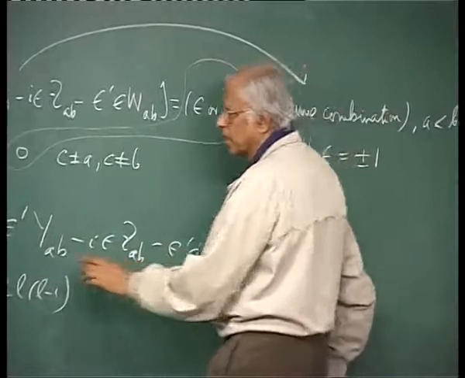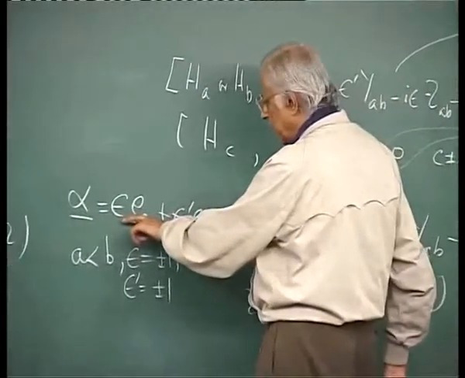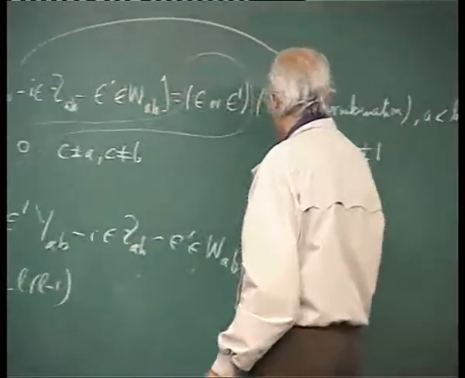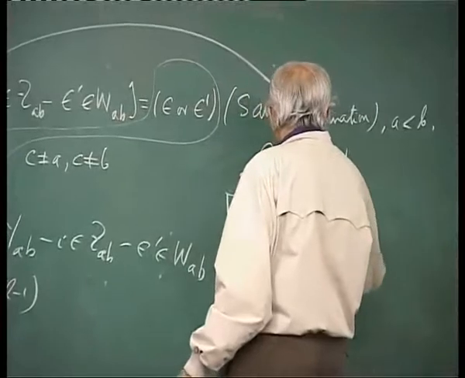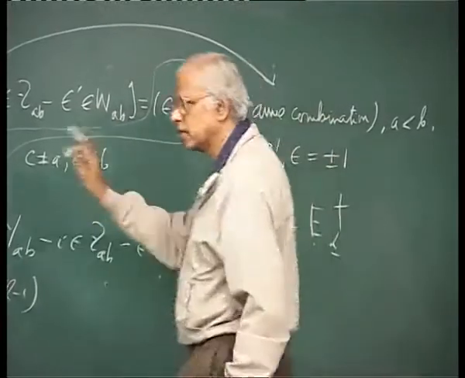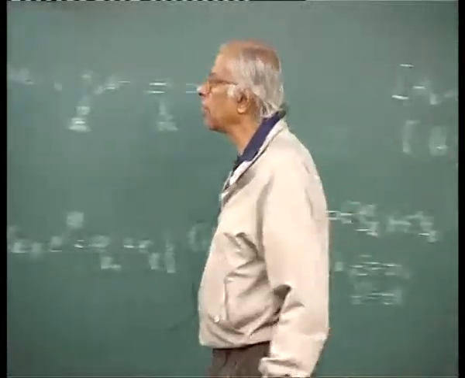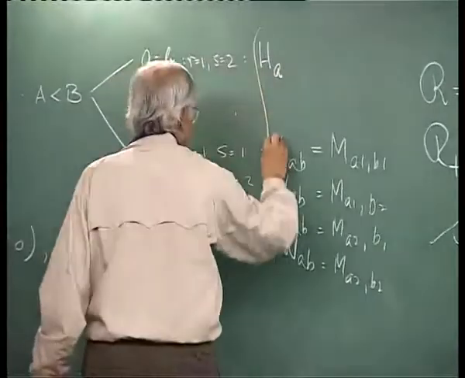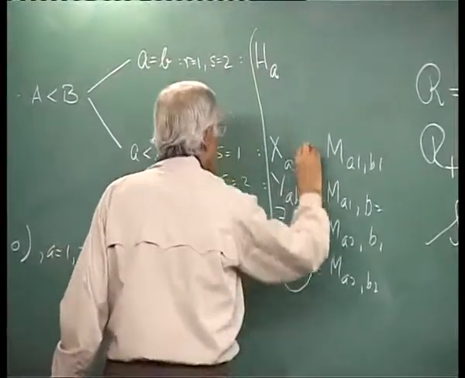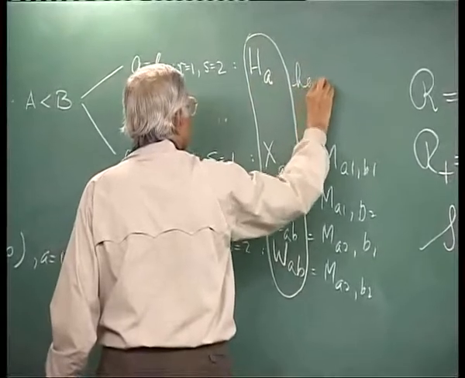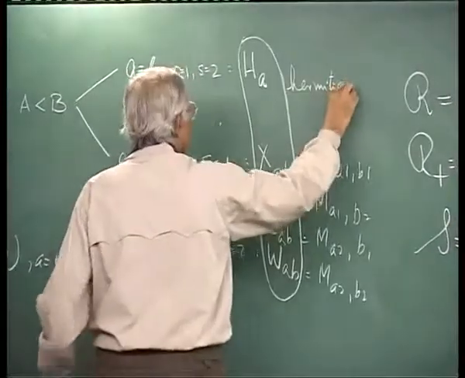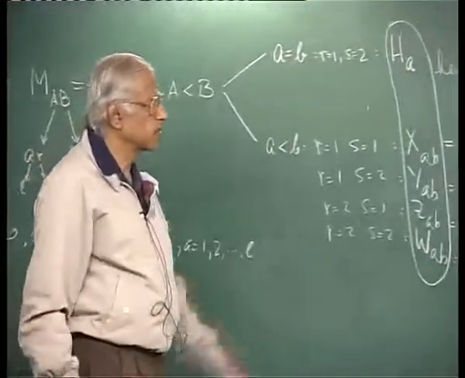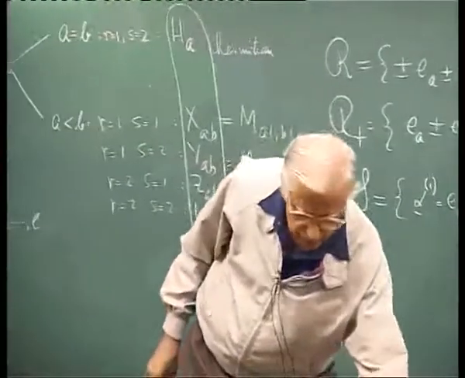Changing epsilon and epsilon prime to their negatives means go to minus alpha. So the statement E minus alpha equals E alpha dagger is also explicitly seen, because we know that all of these are Hermitian. The Cartan generators, the X, Y, Z, W, they are all Hermitian, because they are particular cases of M_AB, and the M_AB are all Hermitian. So the dagger operation works properly.